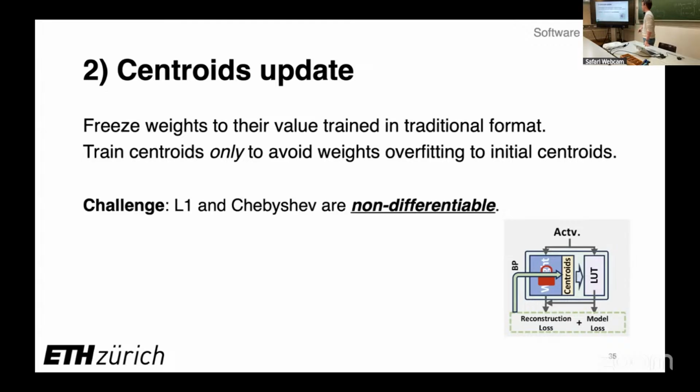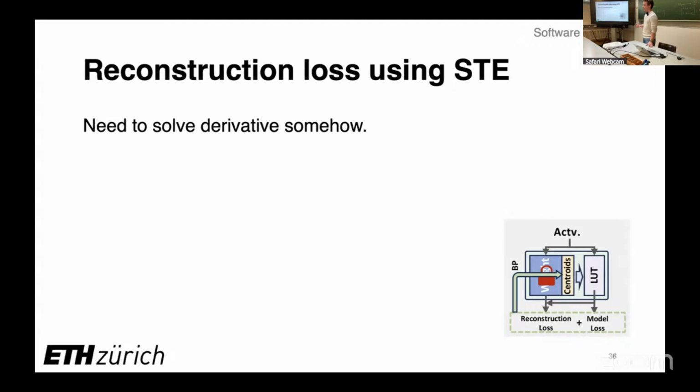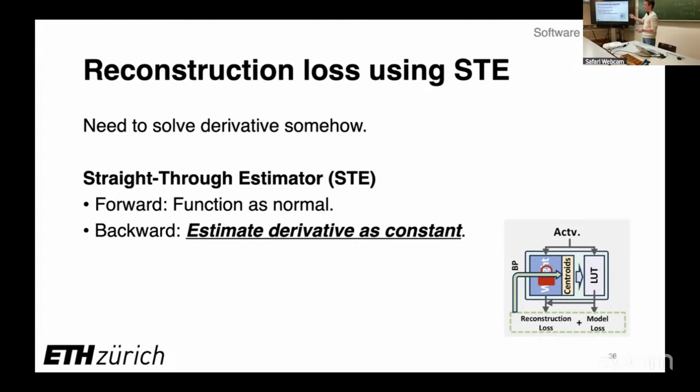Now, one challenge is that the L1 and Chebyshev losses are non-differentiable. And I'm sure everyone here knows that to train an AI model, you need backpropagation. For backpropagation, you need to know the derivative of the operations to update the weights from the loss. Now, if they're not differentiable, that poses a problem. So what do you do? They take a very simple approach using a straight-through operator, which essentially in the forward pass is just the function as normal, but in the backward pass, you just estimate the derivative as a constant. That's it. They don't give any more detail, but with that, they managed to train the network.